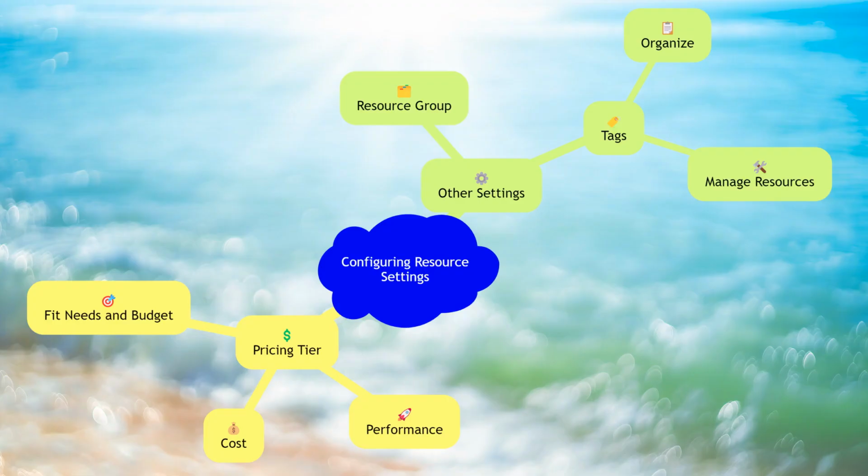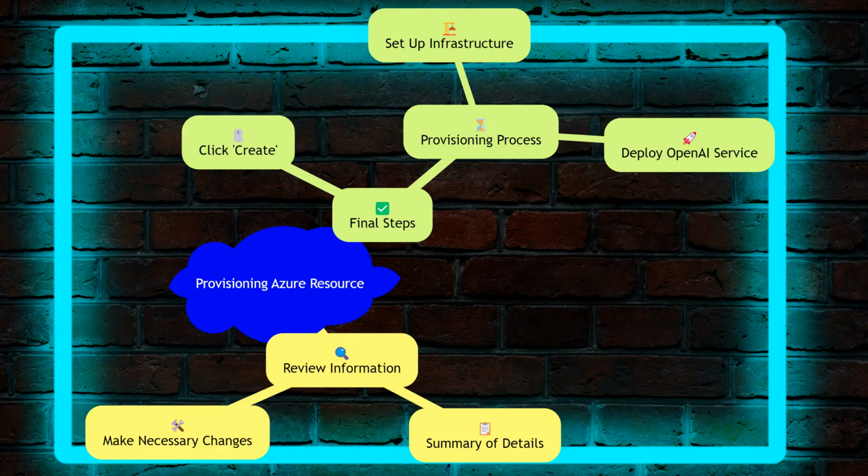After providing the basic information, you will need to configure the resource settings. This includes selecting the pricing tier, which determines the cost and performance of the service. Azure offers several pricing tiers, so choose one that best fits your needs and budget. Additionally, you can configure other settings, such as the resource group and tags, to help organize and manage your resources effectively. Once you have configured the resource settings, review all the information to ensure it is correct.